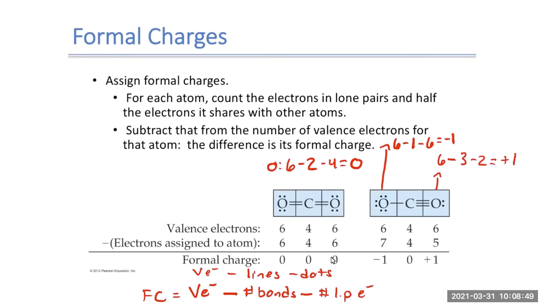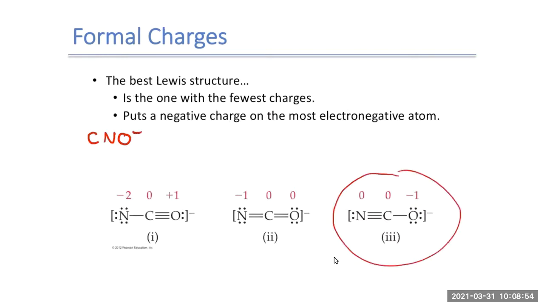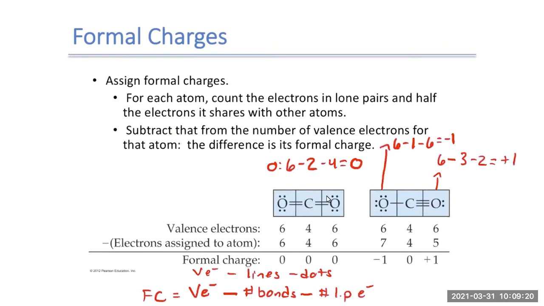If we can't get to formal charge of 0 for everything, like our previous example here, then we'd want to put the negative charge on the more electronegative atom. So if I can't have everything 0, and I have to have a formal charge, then I want that formal charge to be on the more electronegative atom. So you can see we can easily use formal charges to figure out which structure gives us the best Lewis structure.